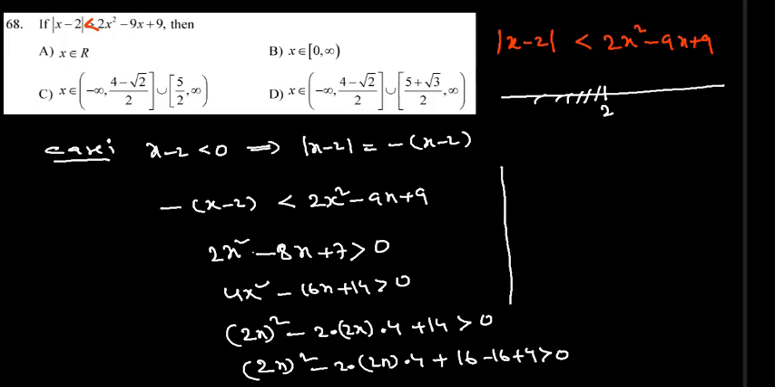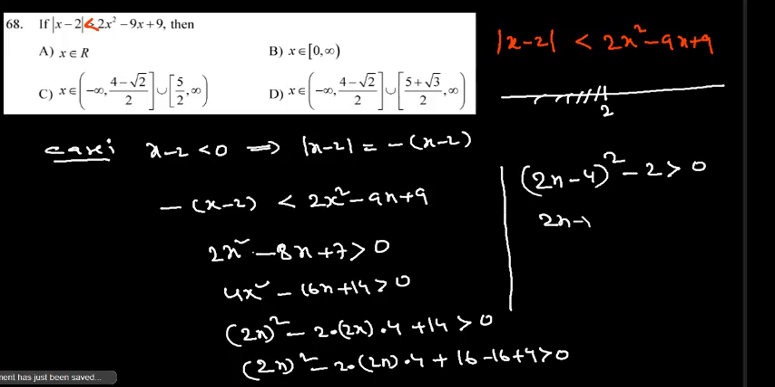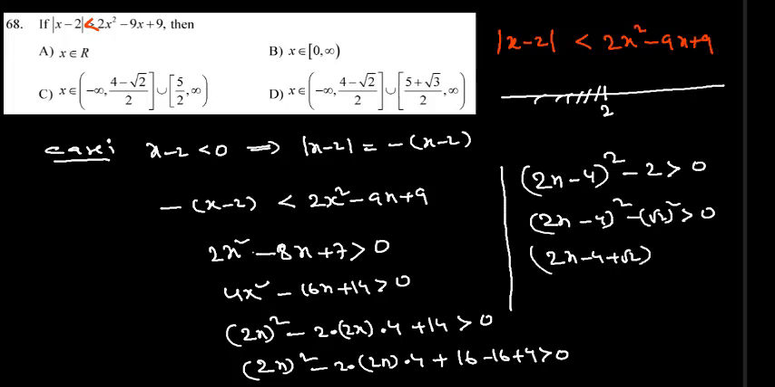So what happened? (2x minus 4) whole square minus 2 greater than 0. Or in other words, (2x minus 4) whole square minus (root 2) whole square greater than 0. Using a plus b into a minus b: (2x minus 4 plus root 2) into (2x minus 4 minus root 2) greater than 0.